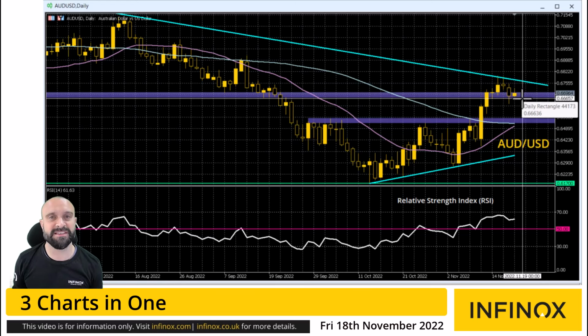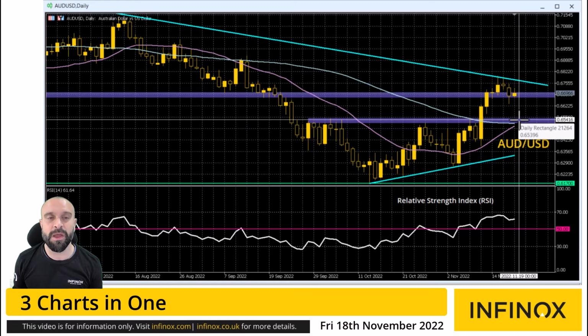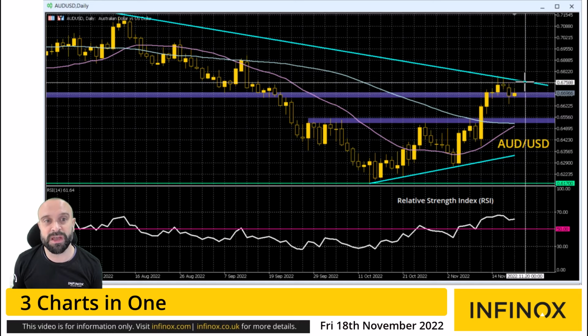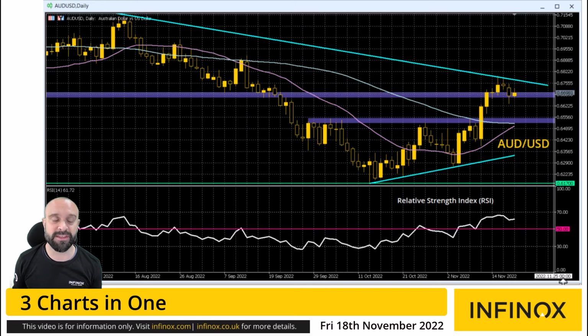Initially, the support is 66.70. If that gets broken, you're back around the 65.50 area, which is the neckline of the base pattern. But as I said, for continued recovery, this downtrend has to be broken, and then you're looking at the next resistance around the 69 figure. But interesting times and moments for the Aussie dollar.